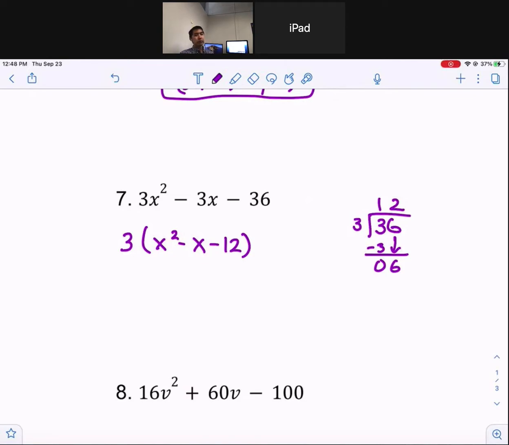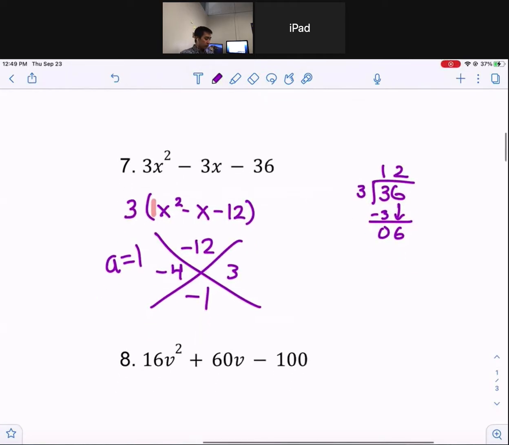Now, how many terms do we have in the parentheses? 3. Is it an a equals 1, a greater than 1, or u substitution? It's an a equals 1 case. There's a 1 in front of that x squared. So, x method, the two numbers are negative 4 and 3. Don't forget the 3. X minus 4, x plus 3.